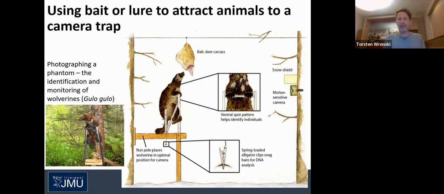That has now a big advantage. We can make statements not only about the distribution and abundance of the animal, but also their genetic setup within the population. For example, the relatedness between single individuals.